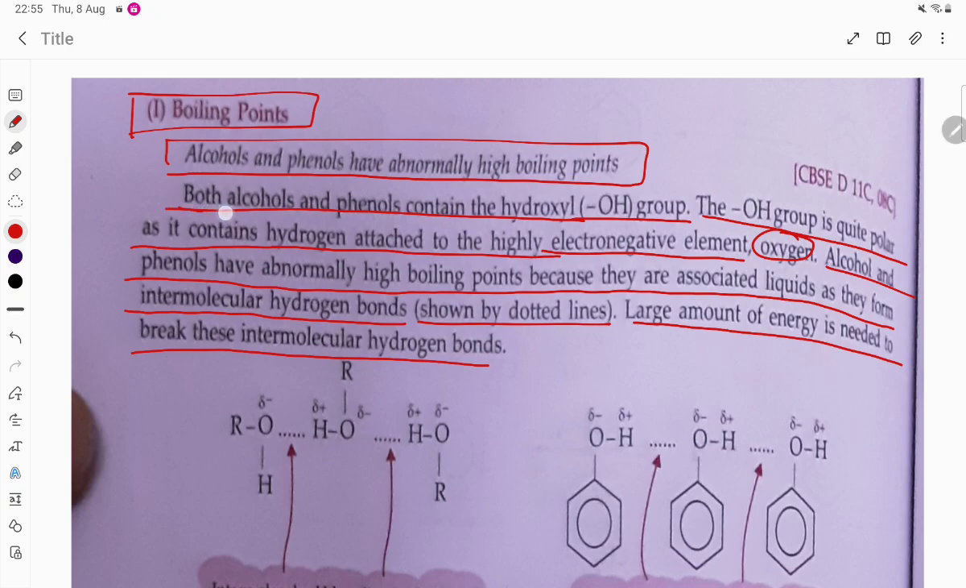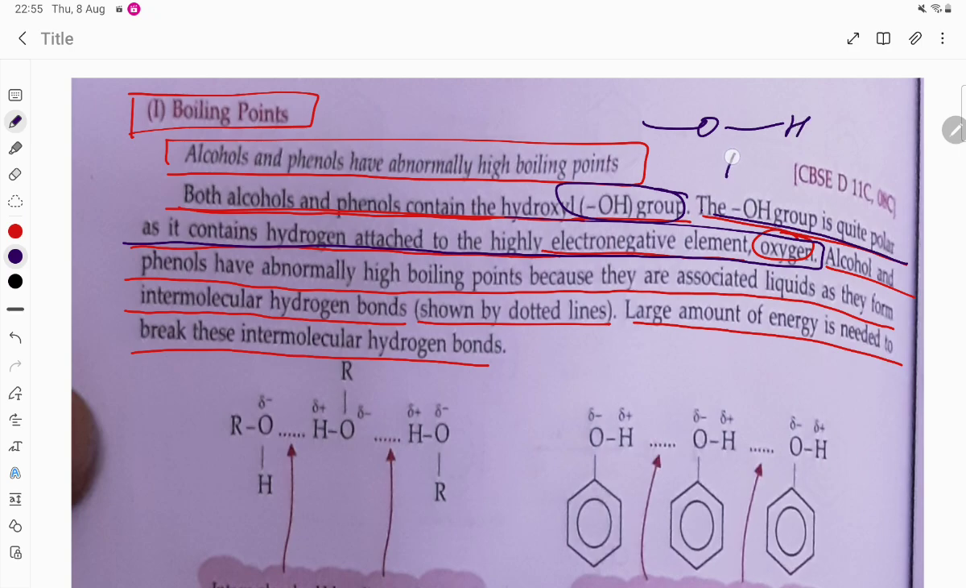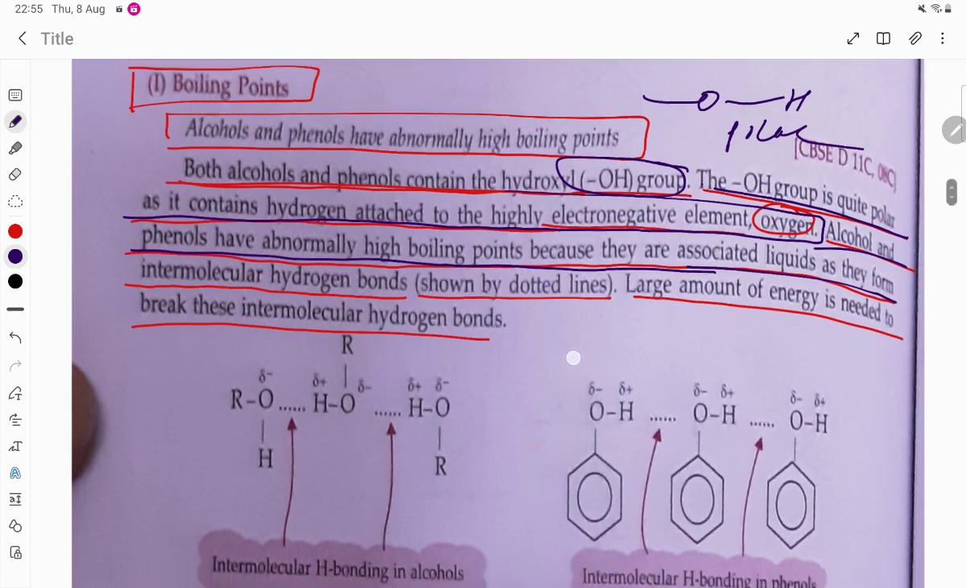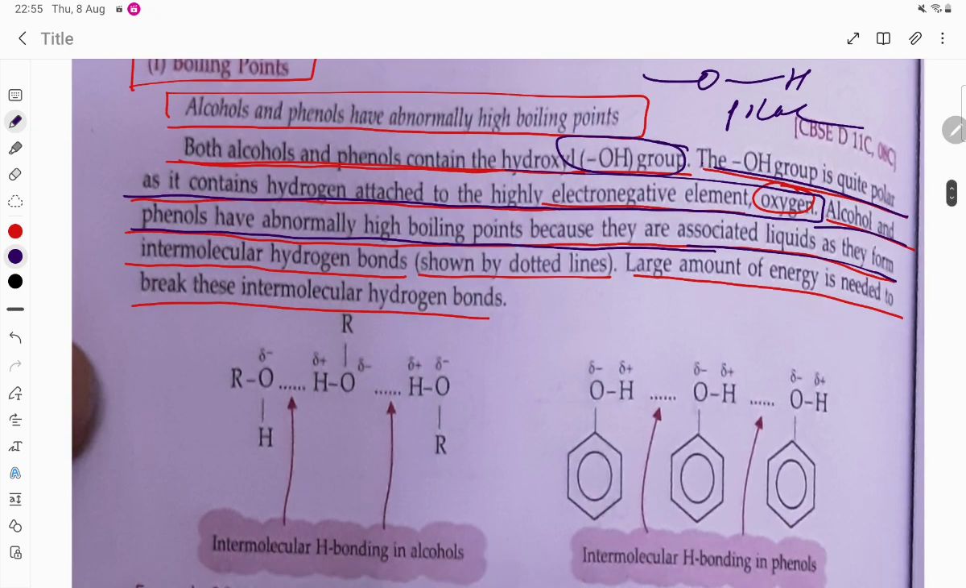So see, student, they are saying both alcohol and phenol contain what? The hydroxyl group, and the OH group is quite polar as it contains hydrogen attached to the highly electronegative atom oxygen. So the OH bond is a polar bond. Alcohols and phenols have abnormally high boiling points because they are associated liquids, meaning the liquid molecules are present together as they form intermolecular hydrogen bonds shown in dotted line. A large amount of energy is needed to break these intermolecular bonds.